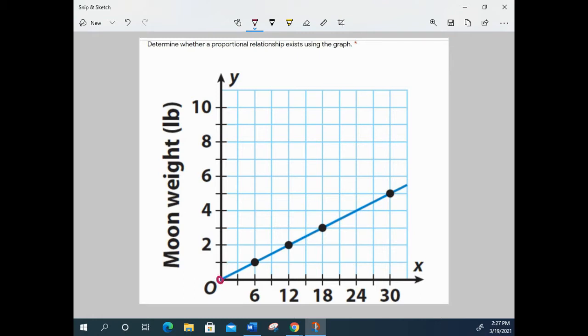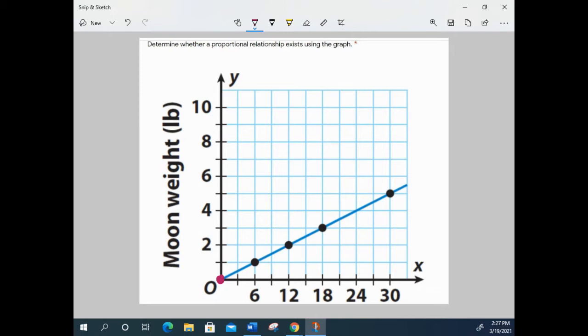Now remember, your origin is where your x and your y axis cross or meet. And in this particular case, that blue line is going through the origin. So our graph is automatically going to be proportional. So that's the first thing you want to look for.